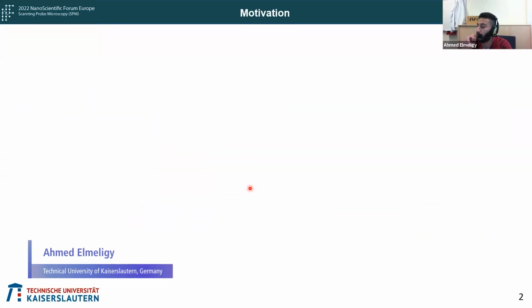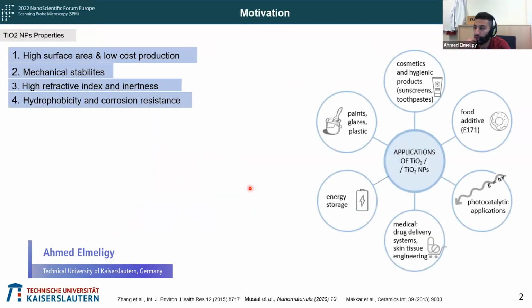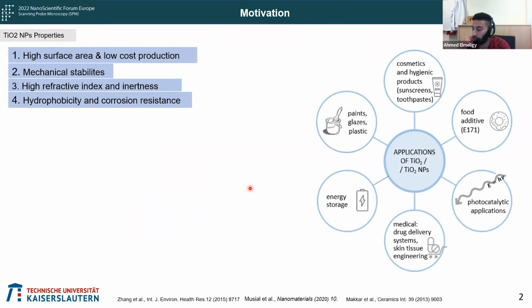At first, I would like to present the motivation of my work, why we're studying the titanium dioxide nanoparticle. For those who are not familiar, titanium dioxide nanoparticles have very incredible abilities, like high surface area, and they are low cost in production. They have a lot of stabilities, mechanical stability, chemical stability, high refractive index, and resistance, which make them very important in several applications, like you see in the right image here, for cosmetics, energy, and medicals like drug delivery. And one of the most important applications for them is the photocatalytic application.